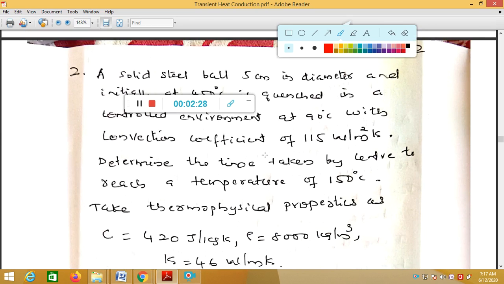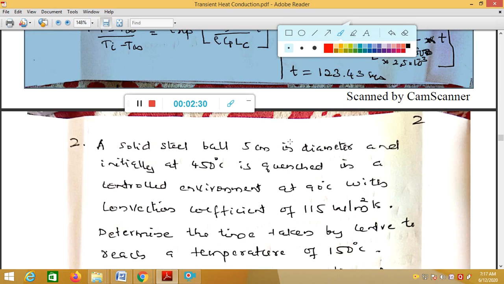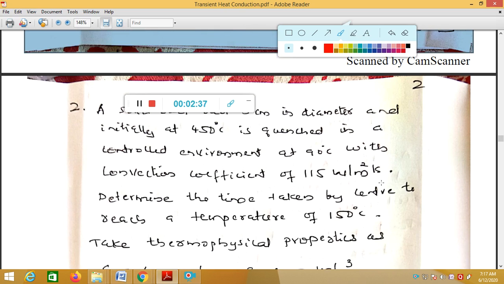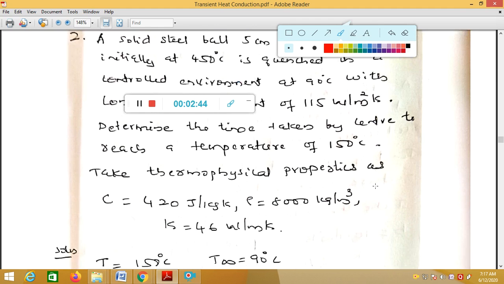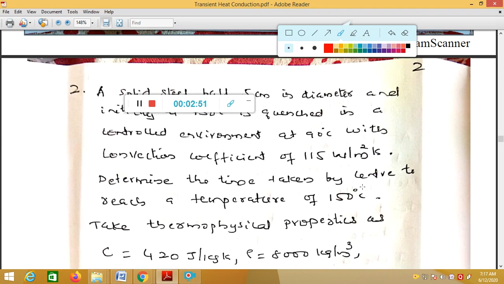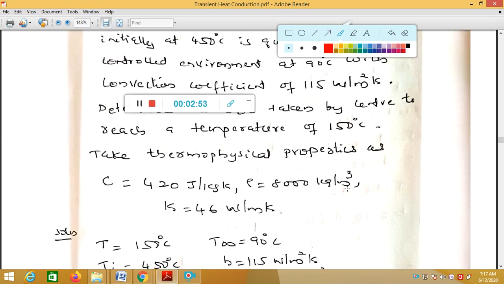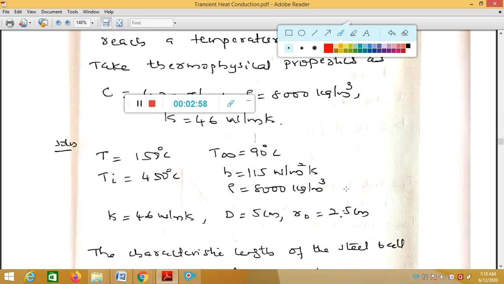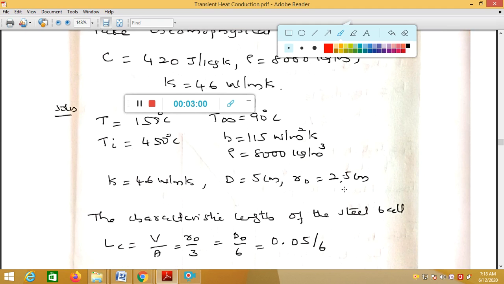A solid steel ball 5 cm in diameter and initially at 450 degree centigrade is quenched in a controlled environment at 90 degree centigrade with a convection coefficient of 115 watt per meter square Kelvin. Determine the time taken by the center to reach a temperature of 150 degree centigrade. Properties of the steel ball are given. Here, the temperature attained by the sphere at any time is 150 degree centigrade. The initial temperature of the sphere is 450 degree centigrade and T infinity is 90 degree centigrade. h, rho and k are given.